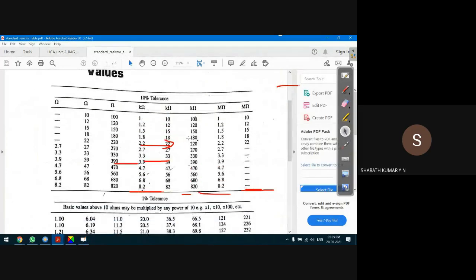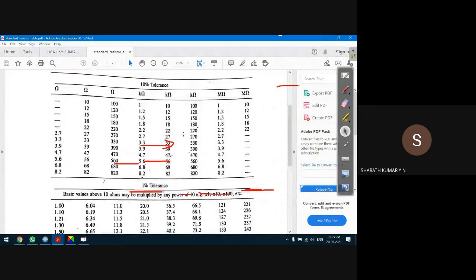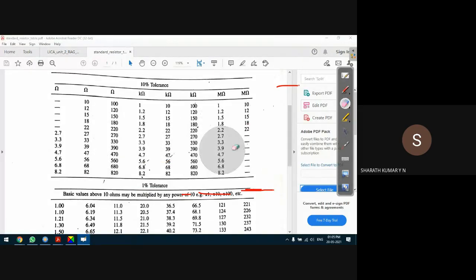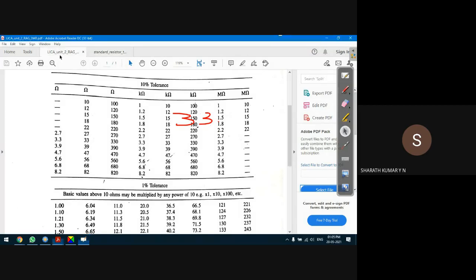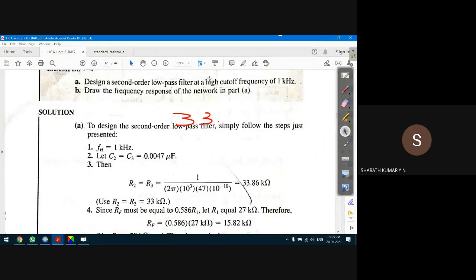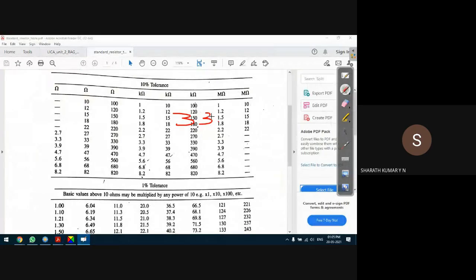resistor table. I think the author is referring to 5% tolerance or which one? Let us check. I think 10% tolerance. Usually standard is 10% tolerance. So for 33.86 kilo ohm, the nearest resistances are 33 and 39. For all standard resistors, we know that we should select a smaller resistance value, not the higher resistance. So we cannot select 39, we have to select 33 kilo ohm.